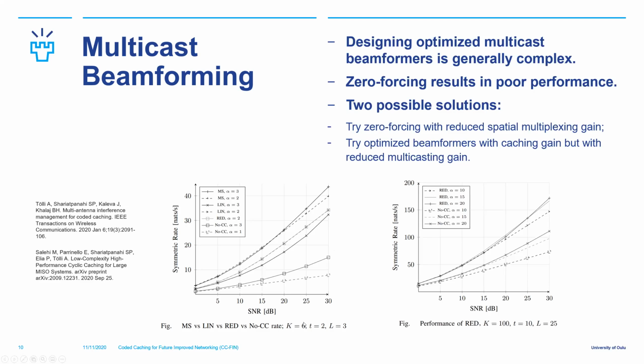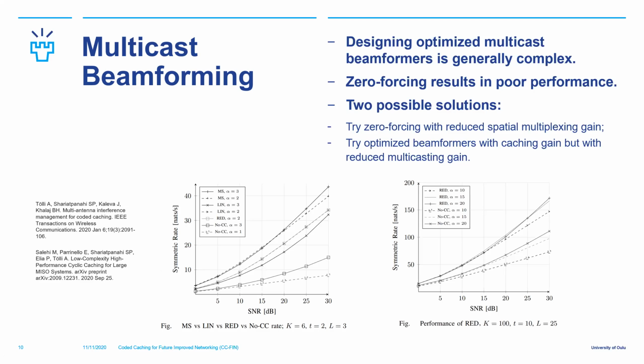These curves are for a very small network of six users, but this is what is generally achievable in the literature nowadays: 6 users, 8 users when we want to use optimized beamformers. But we have shown in this recent paper that we can go to networks of up to 100 users and like 25 antennas at the transmitter side. These are large networks with large antenna arrays, large in terms of coded caching, not generally.